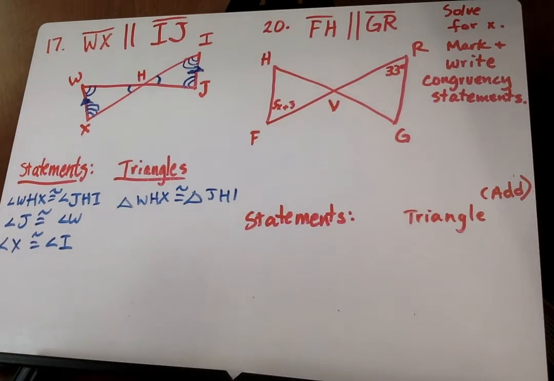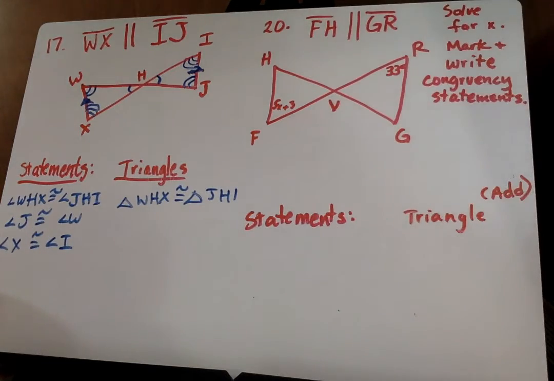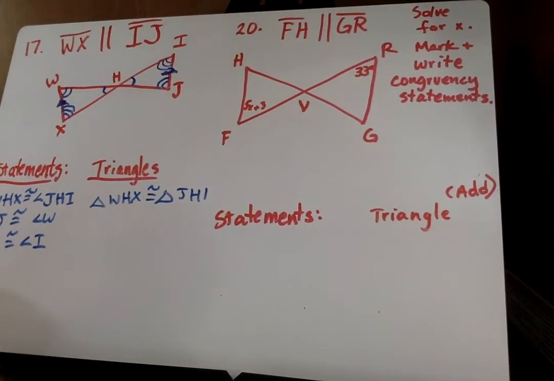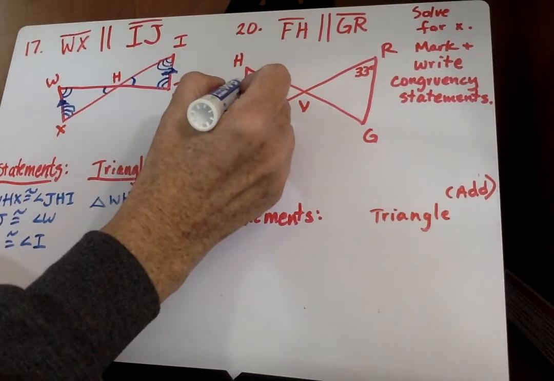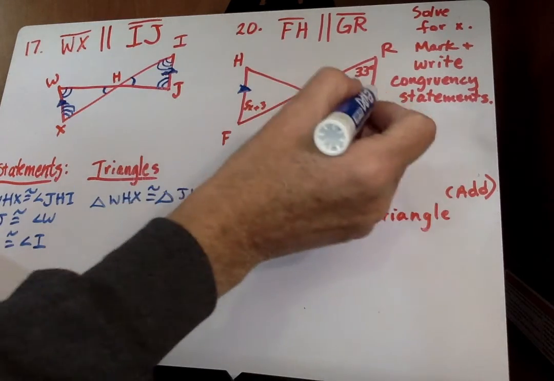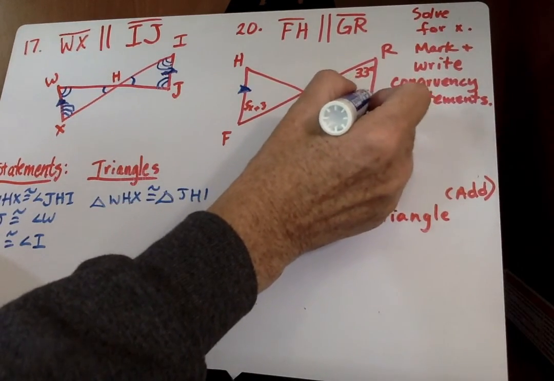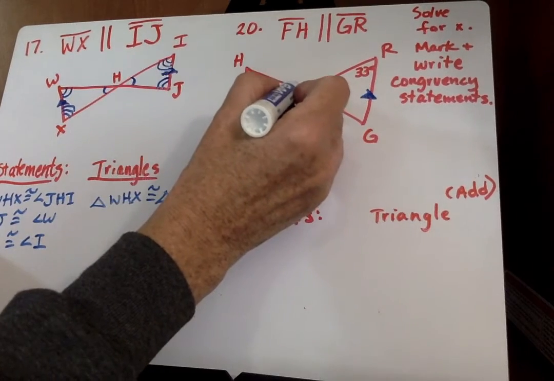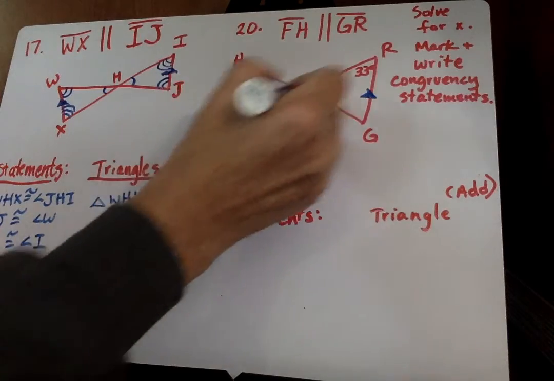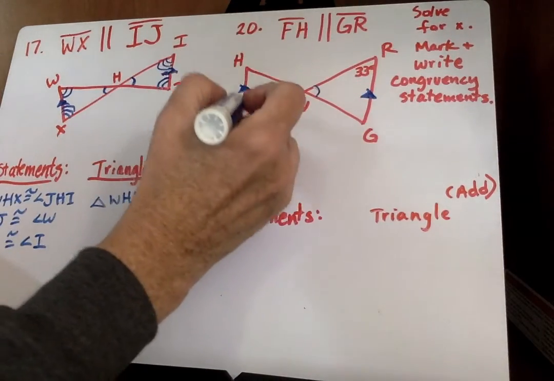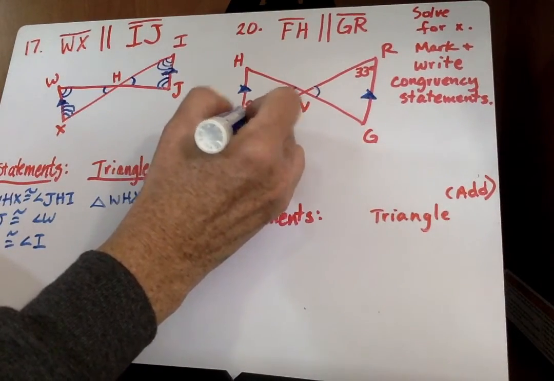Okay, I'm going to go ahead and jump to number 20. It says solve for X, mark and write statements for congruent parts. Okay, it tells you FH is parallel to GR. Okay, and we also are going to know that this is congruent to that. Okay, now since this is a line through parallel lines, we know that this is going to be congruent to this.